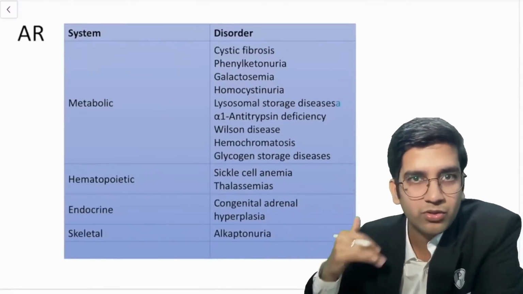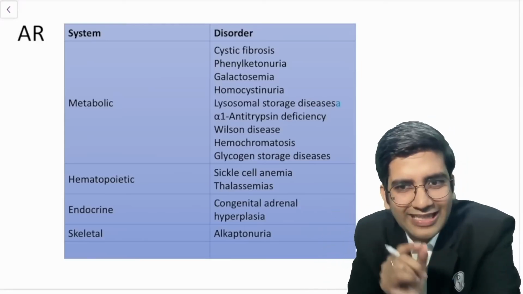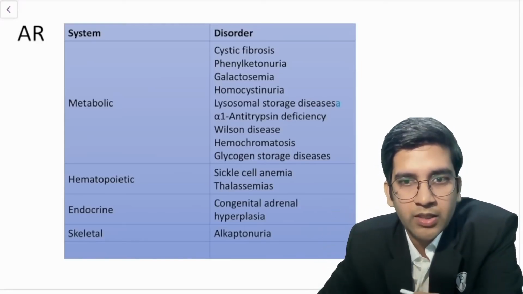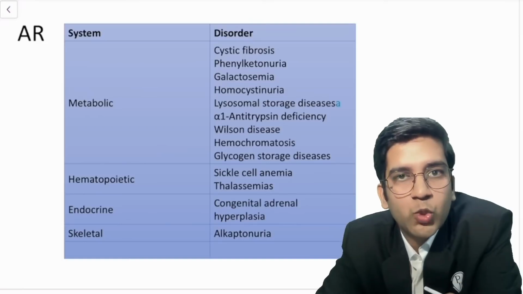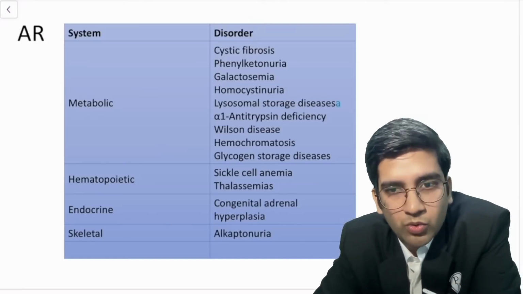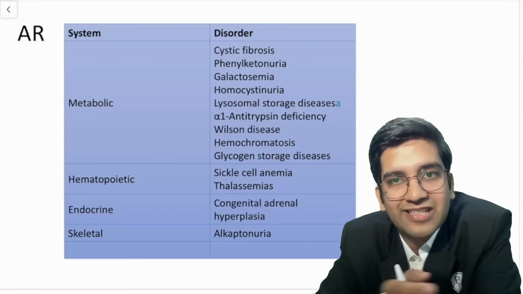Again, these are tables from your Robbins. Again, I'm telling you an easy way to remember. That's all. Cancer syndrome means like neurofibromatosis, von Hippel-Lindau, BRCA syndromes. All these are cancer syndromes.